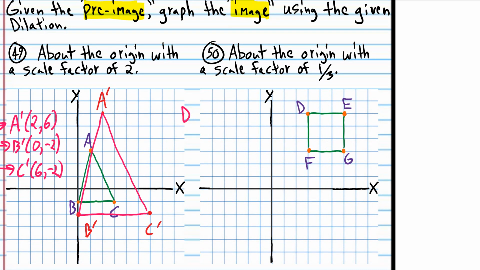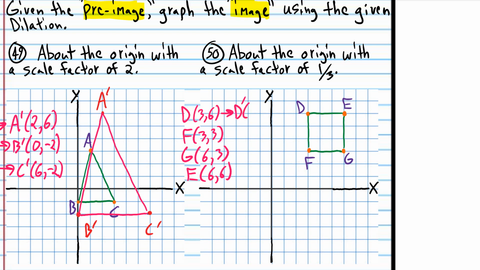D is 3, 6, and F is 3, 3, and G is 6, 3, and E, I think, is 6, 6. Yep, 6, 6. So now we're dilating with a scale factor of 1/3. So what that means is you multiply all those by 1/3.